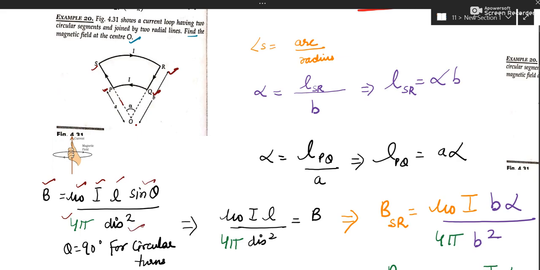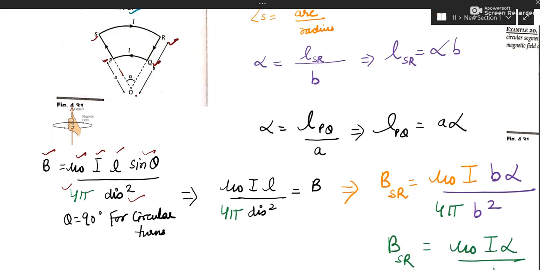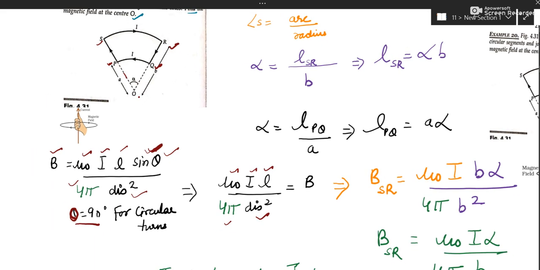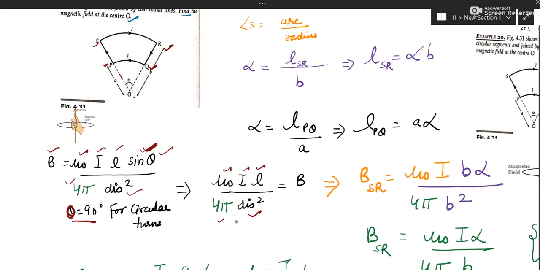Now in the previous topic, when we did current carrying circular loop in the previous video, we made a generalization that for circular arcs and turns, theta will be 90. The sine theta which comes in Biot-Savart's law will be sine 90, that is 1, for circular turns and arcs. This is how we have done. So we substitute 1 here. How much is the formula left? Mu naught by 4 pi, I L, sine theta is 1, upon distance square. Now this is the general formula we will use.